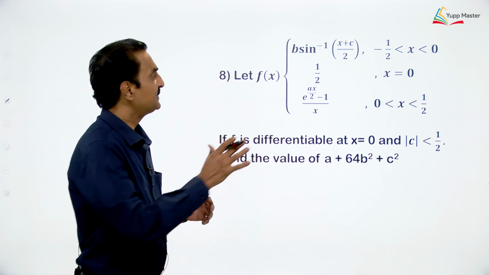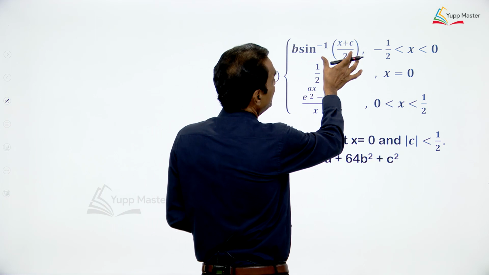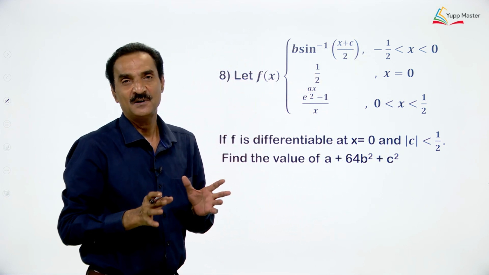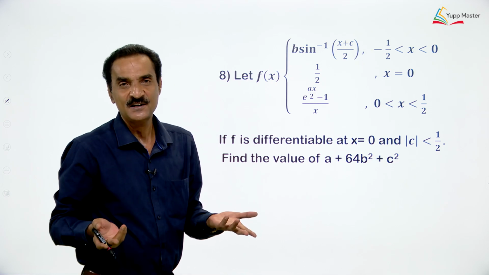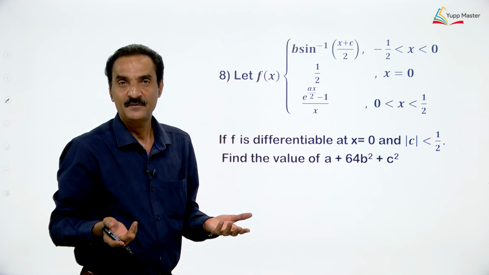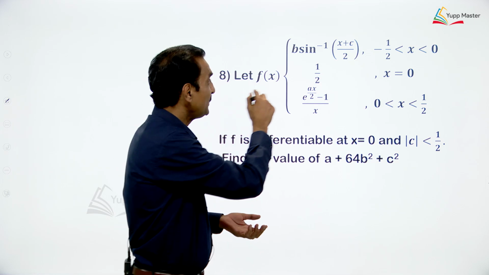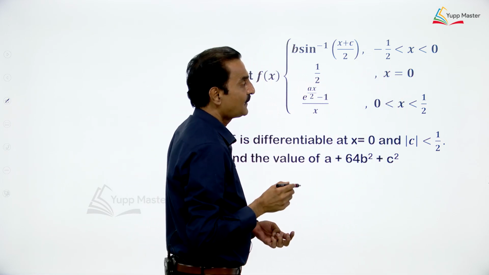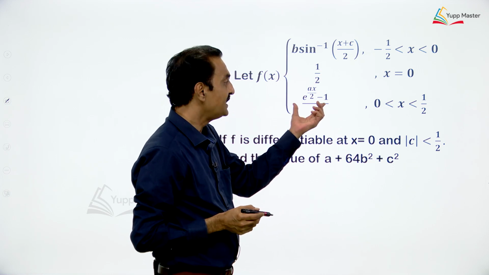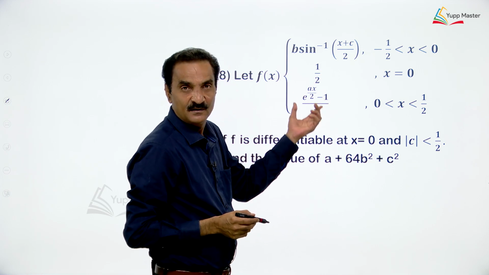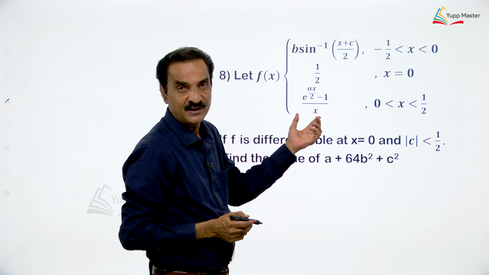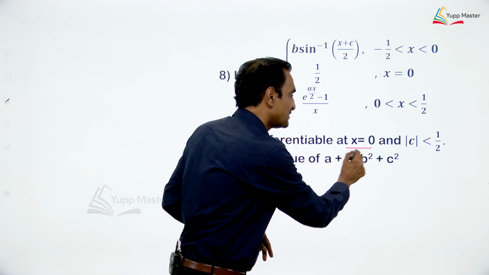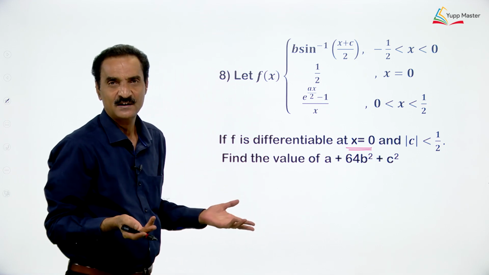If you consider the separate intervals, in this whole interval sin inverse of (x plus c by 2) is differentiable because sin inverse x is differentiable everywhere in its domain. Therefore, in this interval it is differentiable. In this interval, you can differentiate by the u by v formula. He asked only about differentiability at x is equal to 0, so no need to check the other values.